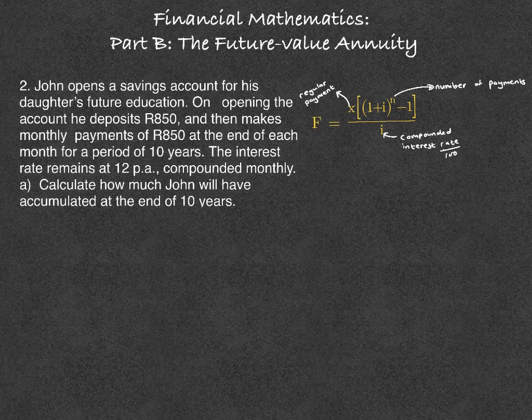And then he makes monthly payments of 850 Rand at the end of each month for the period of 10 years. So he's going to make regular payments. This is an annuity. All right, let's go for it. So what do we need to know?